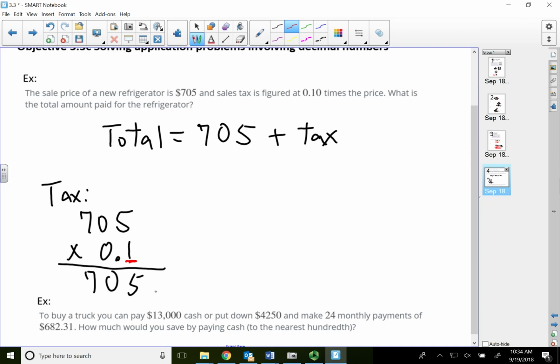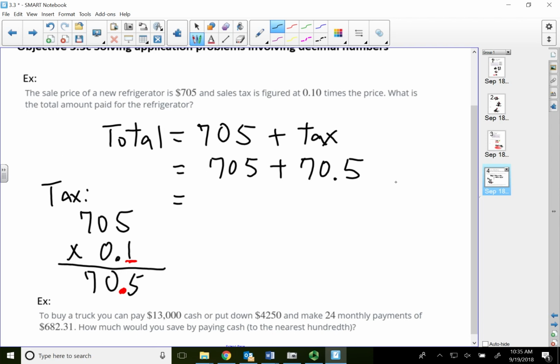So I need to move my decimal backwards one place. For the 705, the decimal was behind the 5. Move backwards one place. We need to put it between the 0 and the 5. So my tax is $70.50. Now take that and add it to the refrigerator cost to figure out the total paid.